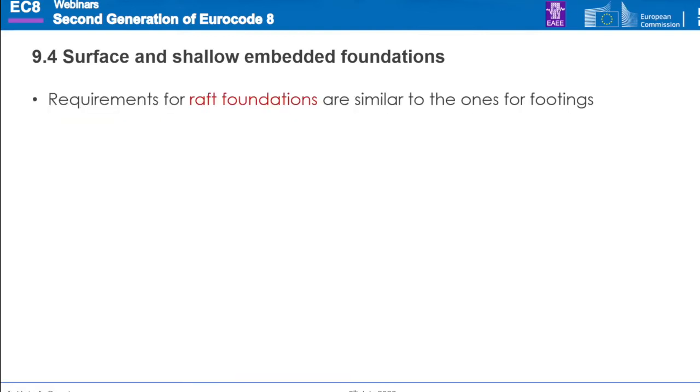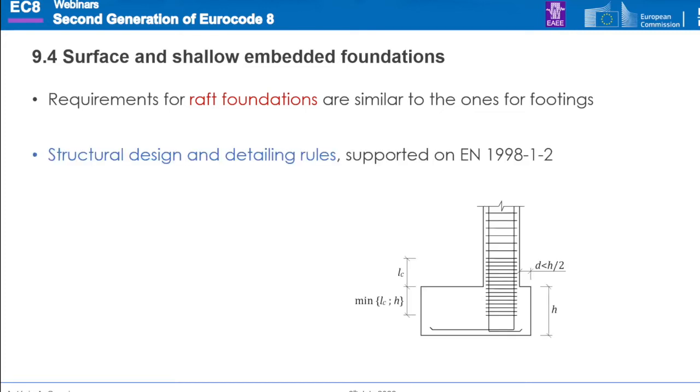Now, also for the other types of surface or shallow embedded foundations, for instance the raft foundations, the requirements are similar to the ones for footings. It has a couple of additional requirements, but otherwise the approach is similar. And you also have several clauses on the structural design and detailing rules for the foundation elements, which are supported on the part for buildings or for bridges, but namely for buildings in terms of detailing of the foundation elements.